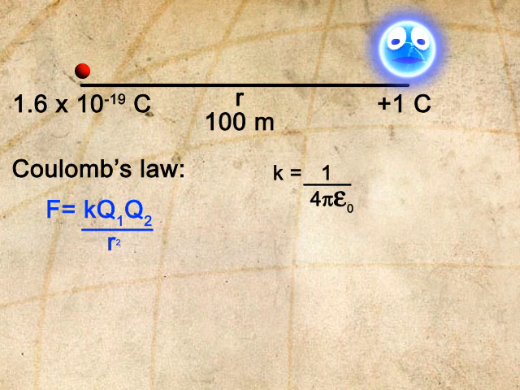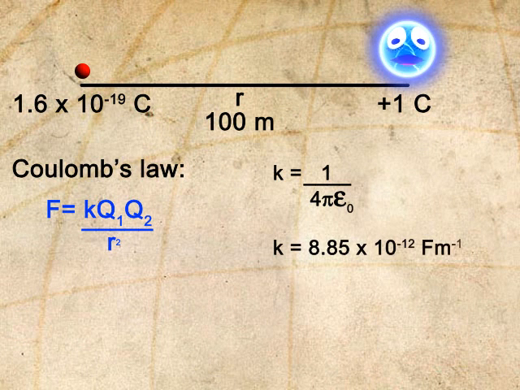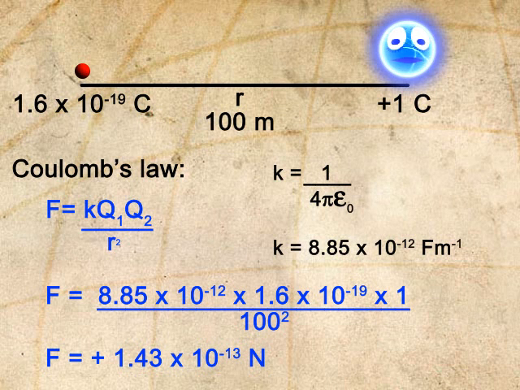The second part, epsilon naught, denotes something called the permittivity of free space, which is basically how hard or how easy it is for an electric field to propagate through a vacuum. The constant, epsilon naught, is 8.854 times 10 to the minus 12 farads per meter. So using Coulomb's law, the force between me and the proton is 1.43 times 10 to the minus 13 newtons. The answer is positive, so we are repelled from each other.